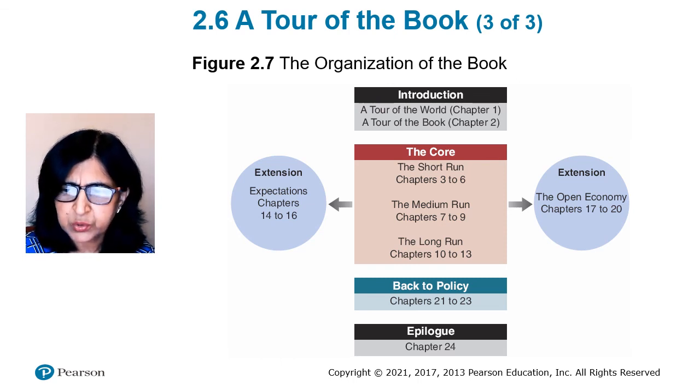The core has two extensions. The first extension is expectations from chapters 14 to 18. The second extension is the open economy from chapters 17 to 20. After extensions, back to policy is mentioned from chapter 21 to 23. The book ends with epilogue in chapter 24.